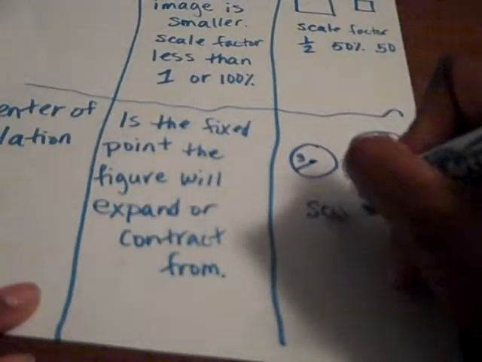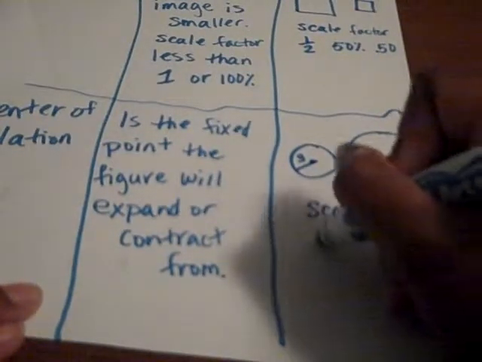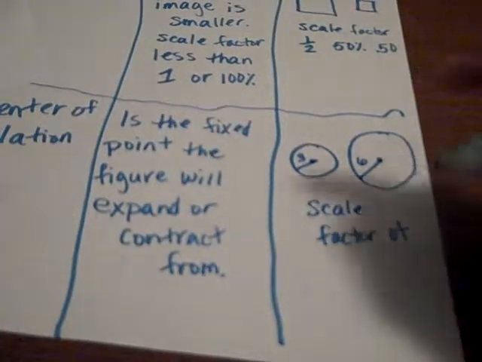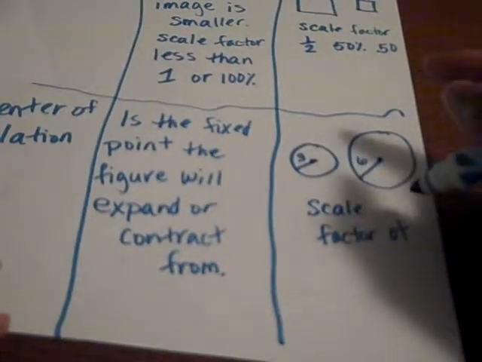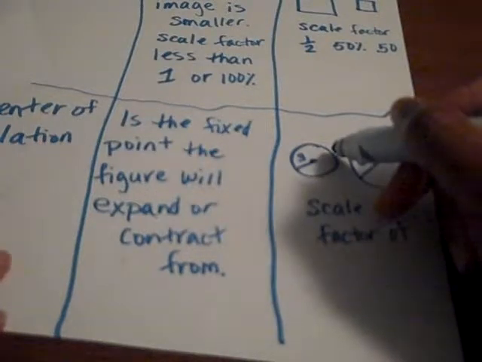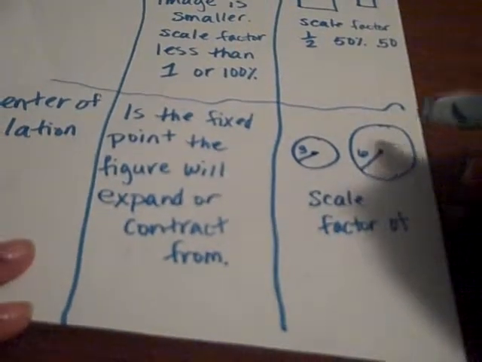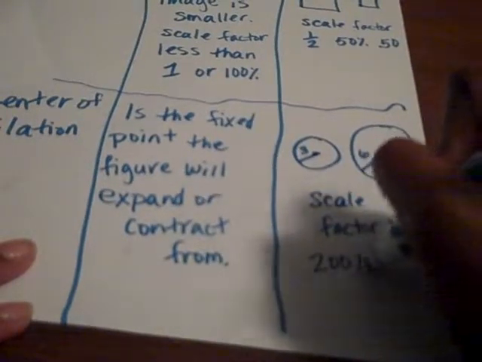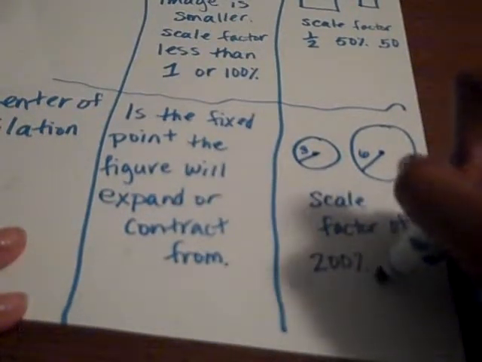So again, this would be a scale factor of, it's going from a diameter of 6 to a diameter of 12. So again, my scale factor here would be 200% or 2.